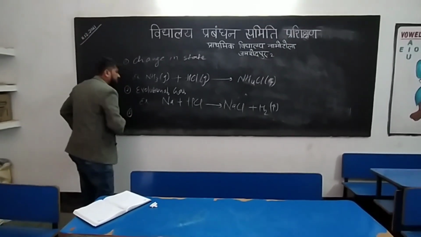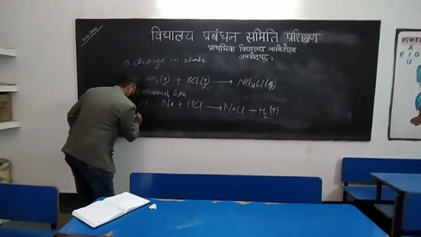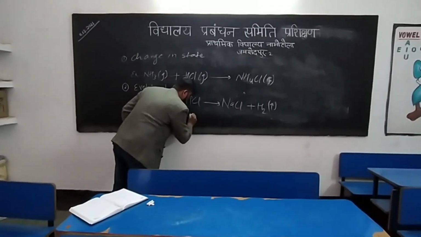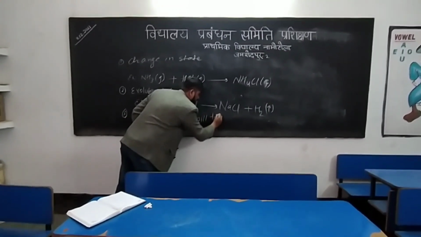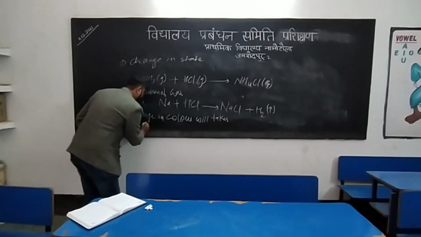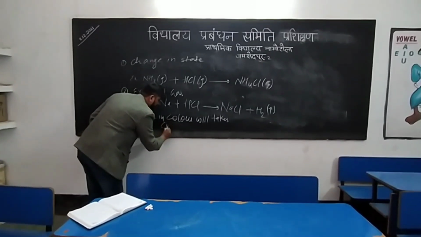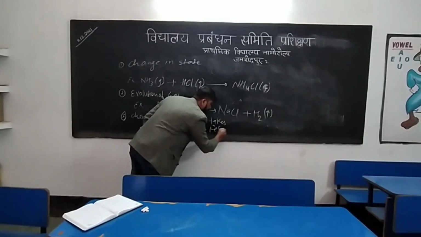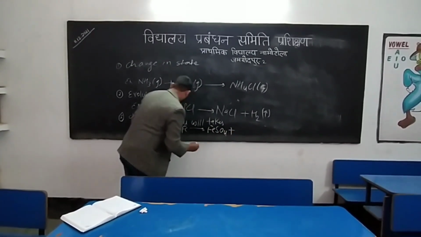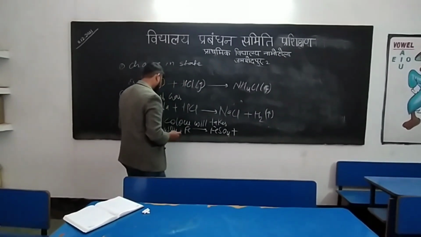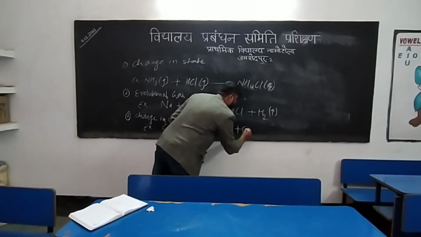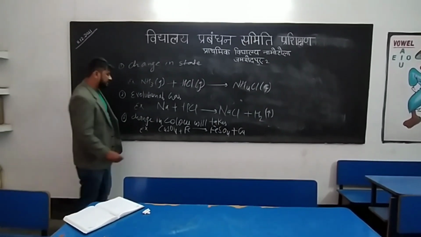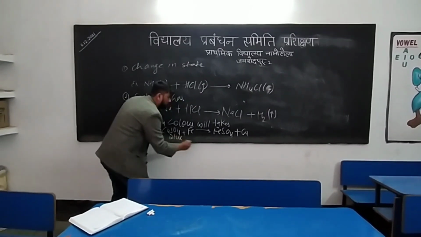Next, third example, change in color takes place during a chemical reaction. From the reaction we can see that whenever copper sulfate, which is blue in color, comes in contact with iron, it forms iron sulfate, which is green in color, plus copper, which is separated from the copper sulfate solution. From this reaction, we can say that the change of color takes place from blue to green.